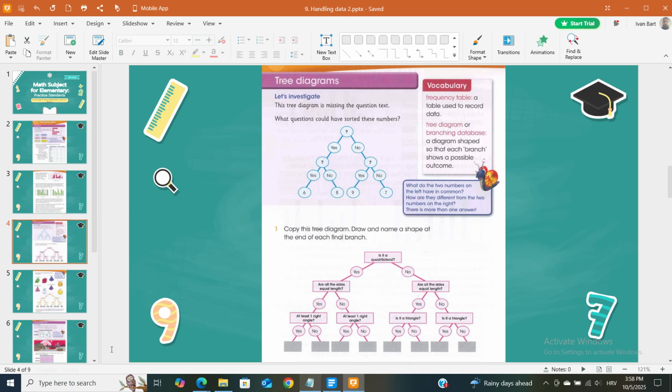Vocabulary. Frequency table: a table used to record data. Tree diagram or branching database: a diagram shaped so that each branch shows a possible outcome.